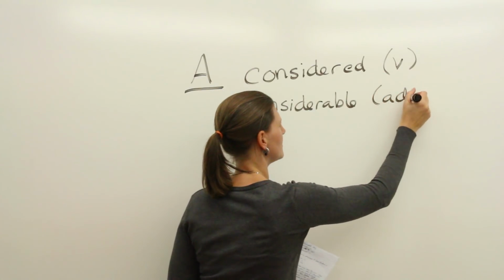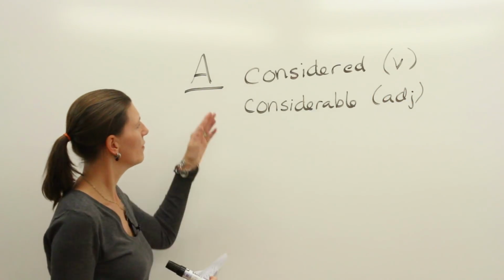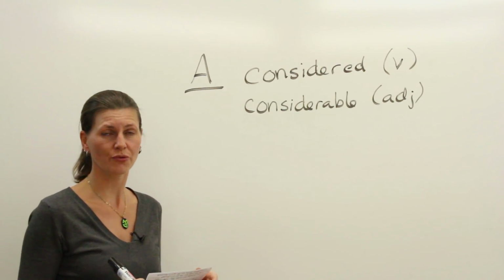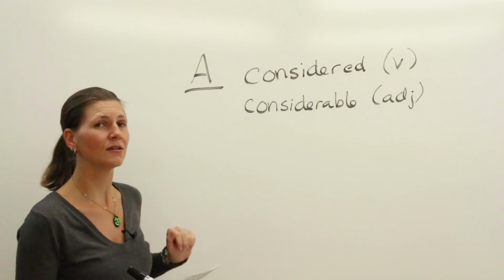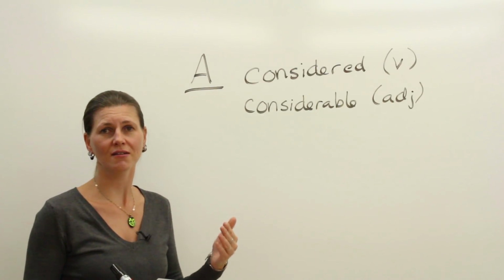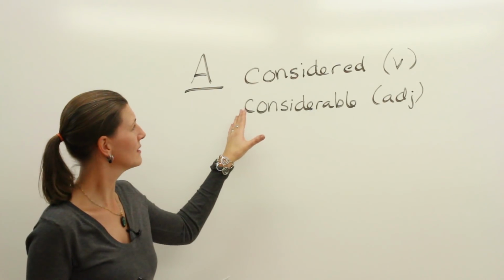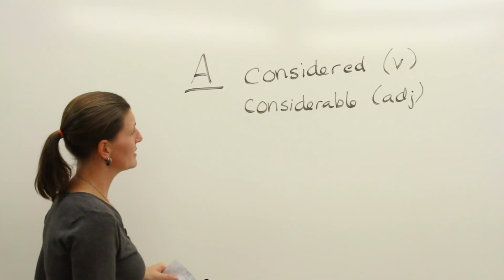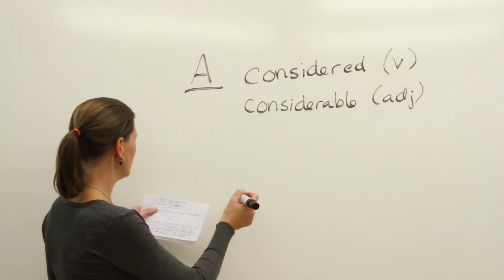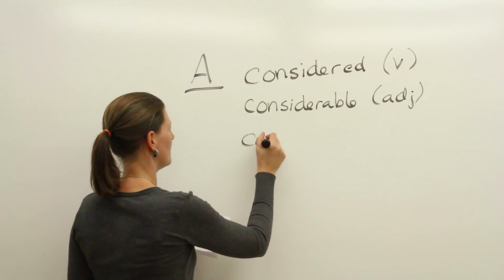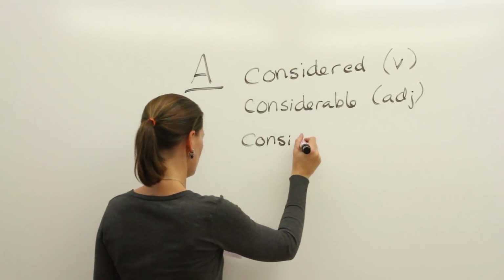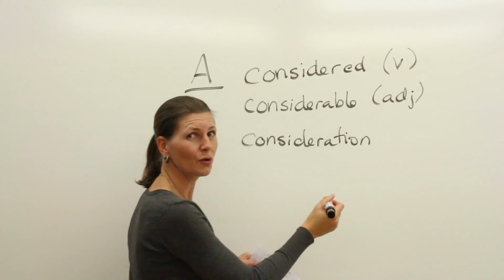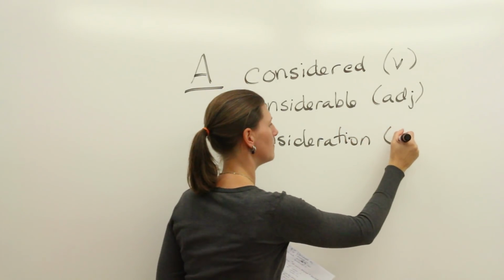Which is an adjective. Although they are not the same word, they belong to the same word family, the same root word. And when you learn one word off the list, you must learn not only the word on the list, but all the parts of speech that go together with it. To extend that, you should also be learning the word consideration, which is a noun.